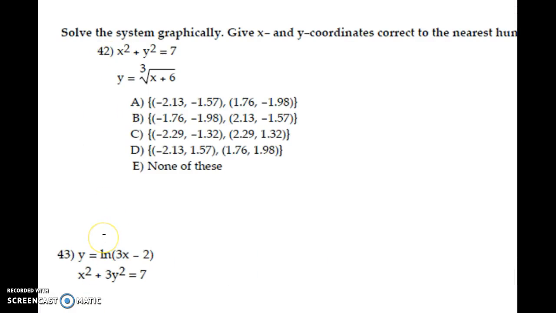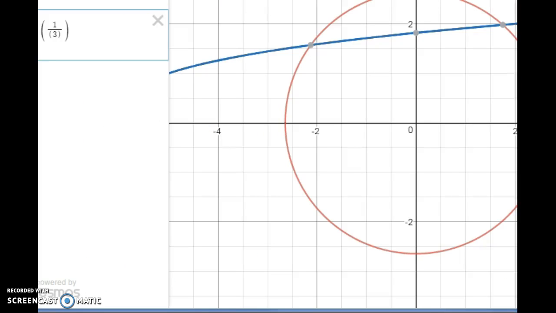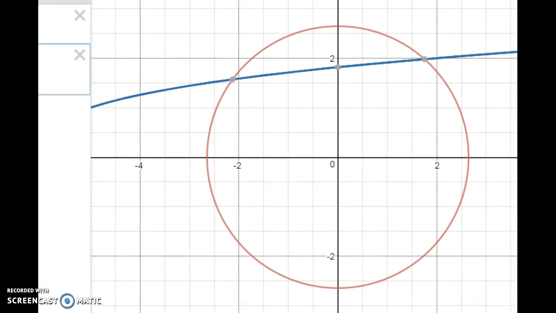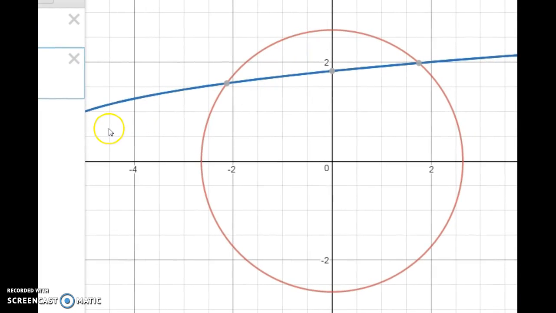And for these next two, solving the system graphically, you need to just graph these on your graphing calculator. For the first one, let me move it here. I've graphed them both. We got a circle, and then this blue curve that intersects it twice. And this graph here actually tells me exactly what the points are, but you can estimate these pretty close by zooming in on your calculator or using the trace function.